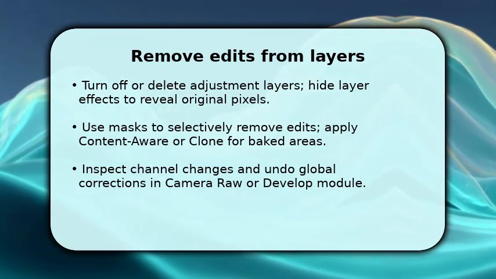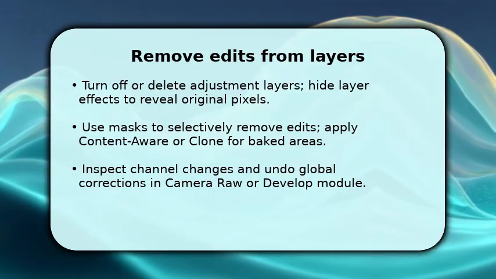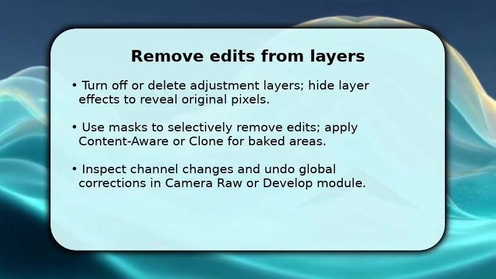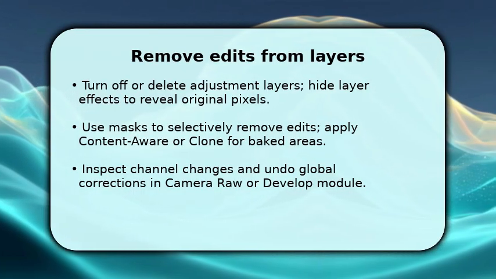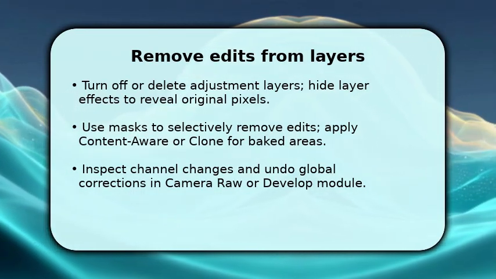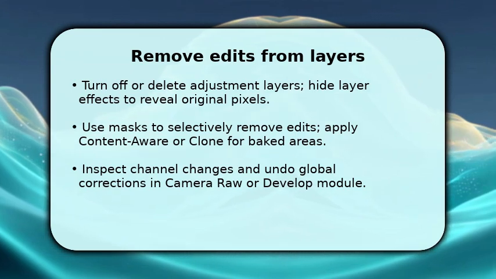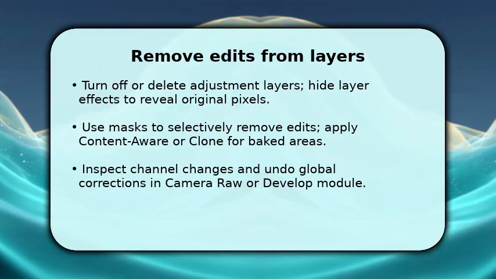For baked-in edits on flattened images, apply content-aware fill or the clone stamp to reconstruct missing areas. Also check camera RAW or develop history for global sliders you can reset. Step through changes to identify the edit that altered tone or color.